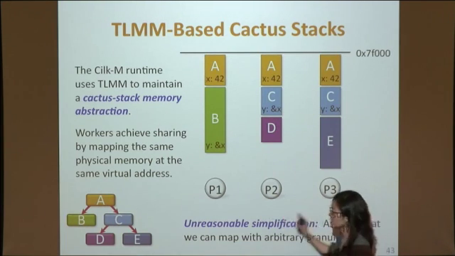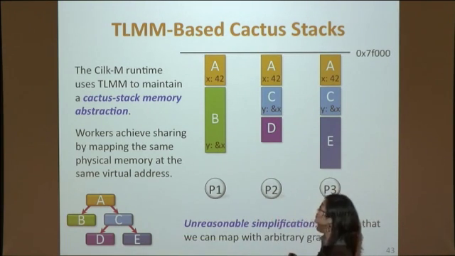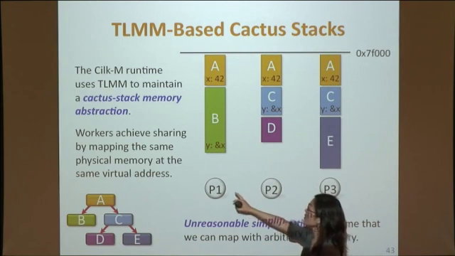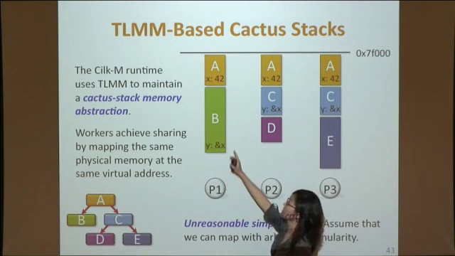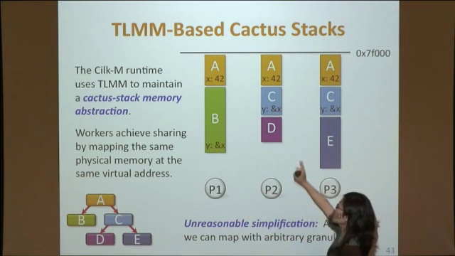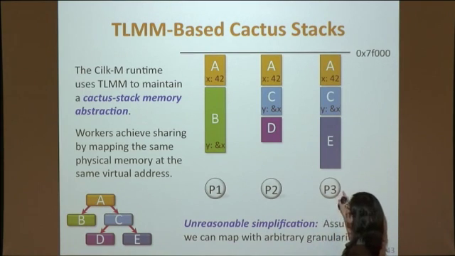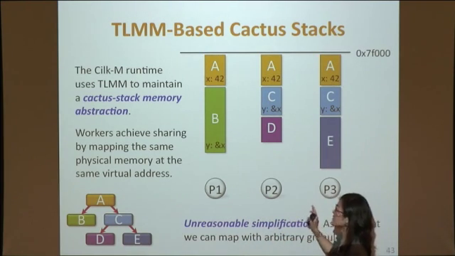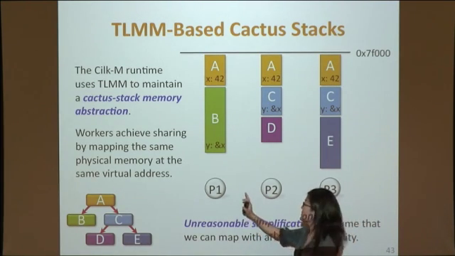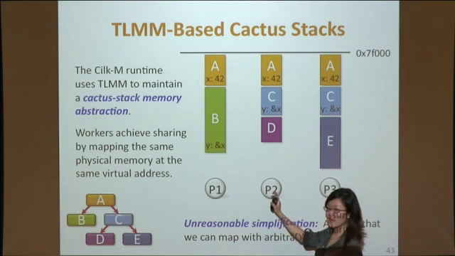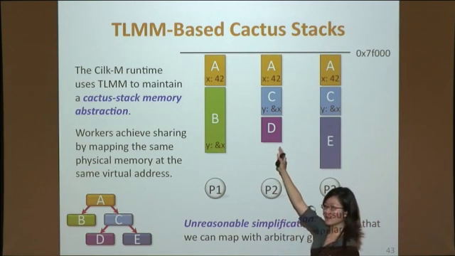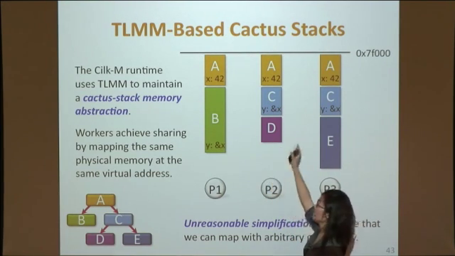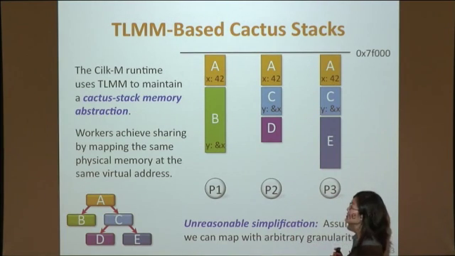So we have 3 workers. We have, again, the same invocation tree. Say P1 is now actively executing on B, P2 is actively executing on D, and P3 is actively executing on E. What you can do in the TLMM region is that now you can allow the threads to share a frame by mapping the same physical page for that frame at the same virtual address.